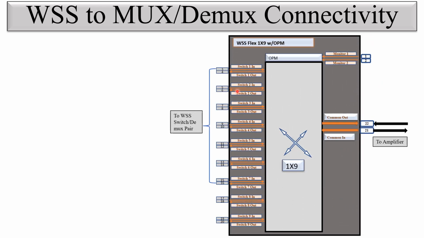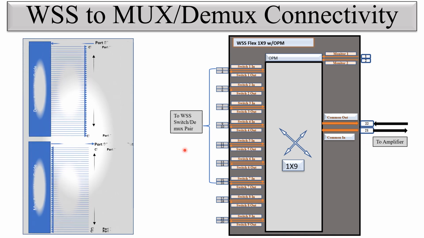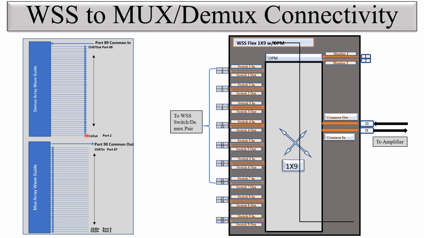This is the WSS 1x9 with the OPM card. You can see here switch port 1 to switch port 7 are used to pass through the channels which are connected to other WSS switch MUX DMUX pairs. These ports 21 and 22 are the common ports, which are connected to the amplifiers. And you can see here this is the CMD44.